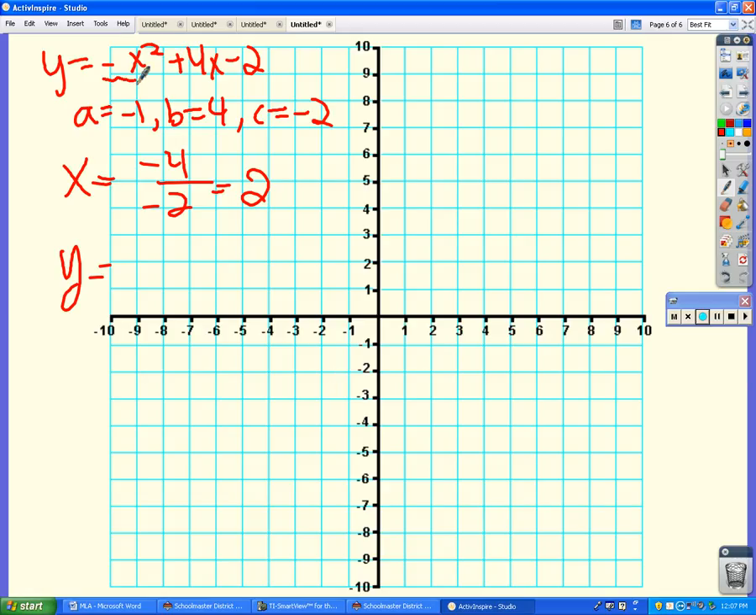So I'm going to rewrite this equation here, and everywhere there was an x, I'm going to put a 2. So instead of writing negative x squared, I wrote negative 2 squared. Instead of going plus 4x, I went plus 4 times 2, and then the minus 2 is still there. So I have to square this first, so that's going to be negative 4 plus 8 minus 2, and that works out to be 2. So the x coordinate of the vertex is 2, the y coordinate of the vertex is also 2.